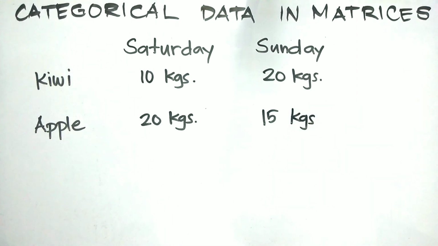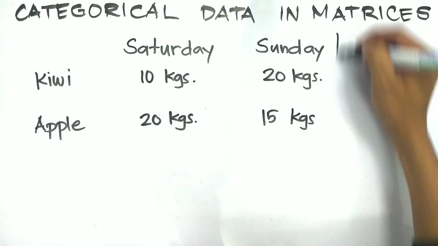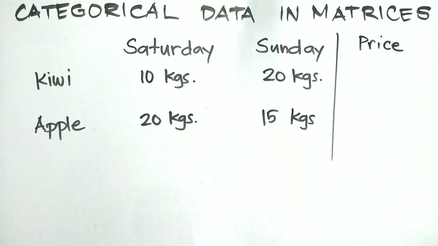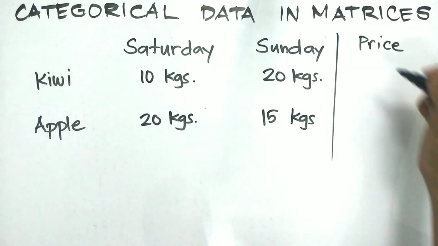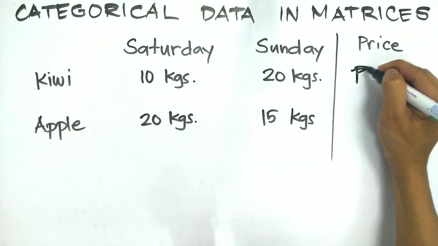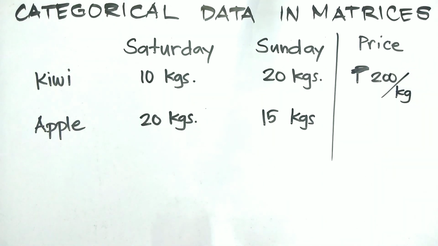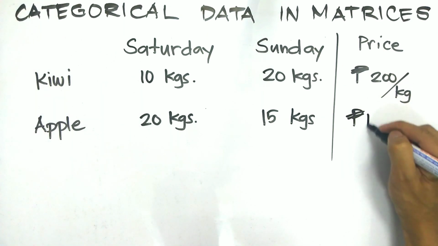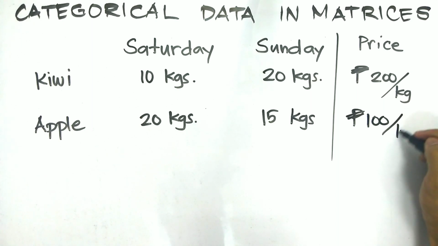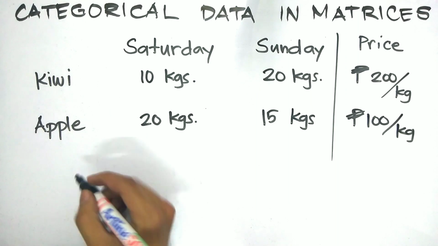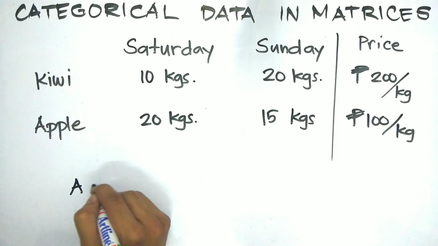And the prices for the kiwi, this is the price, is 200 per kilo. And for the apple, he's selling it for 100 pesos per kilogram. So let's construct a matrix A.